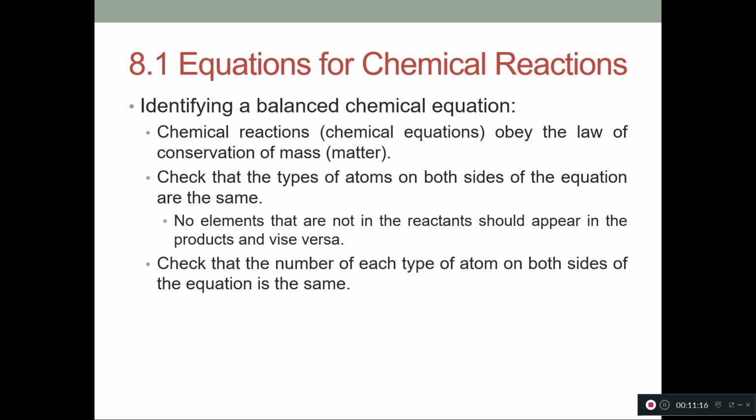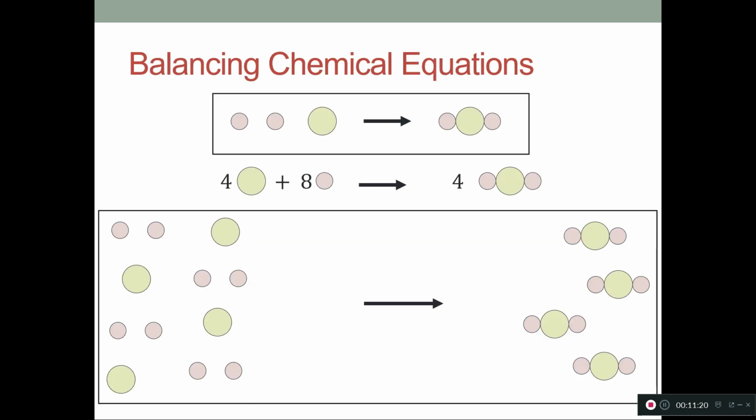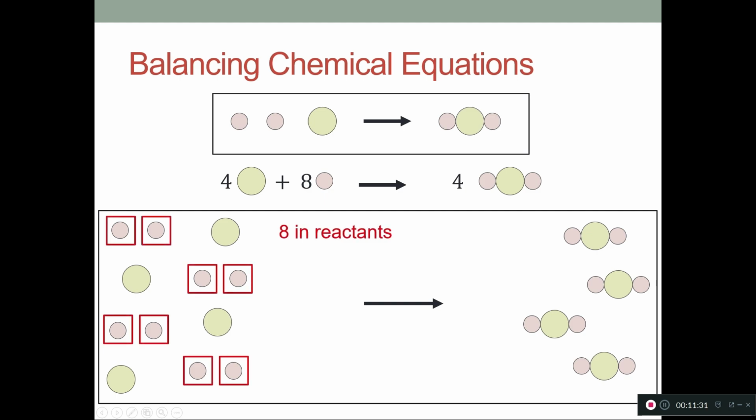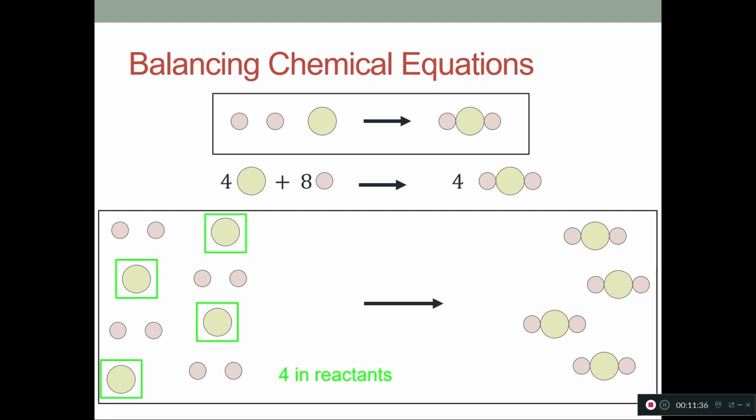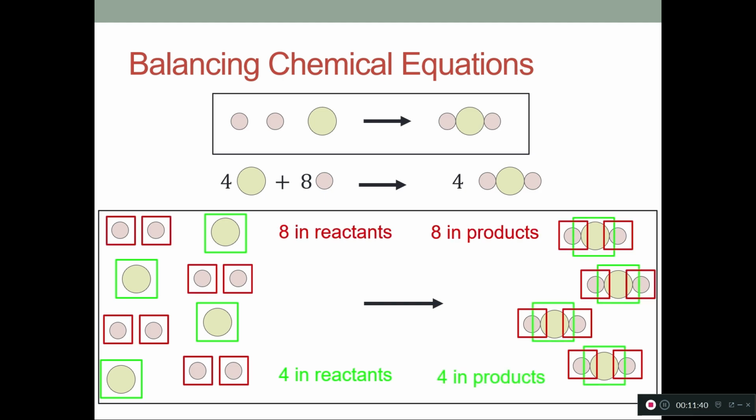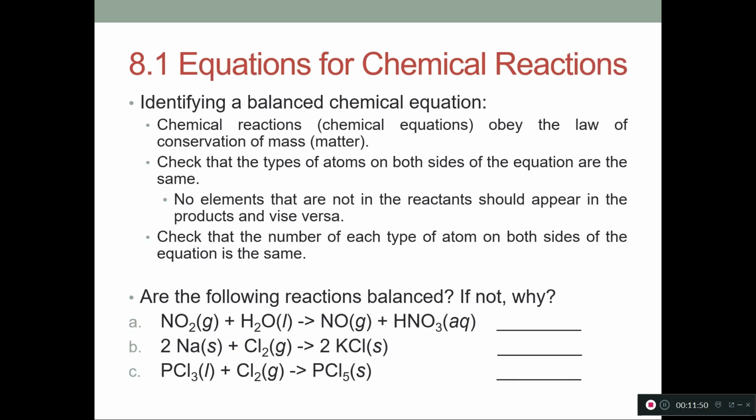And we want to check that the number of each type of atom on both sides of the equation is the same. So if we have something like this, we have this reaction occurring where we're taking 2 of these small circles plus 1 of these big circles and combining them. So we see we have 8 of these small ones in the reactants and 8 in the products, and we have 4 of the big ones in the reactants and 4 in the products.